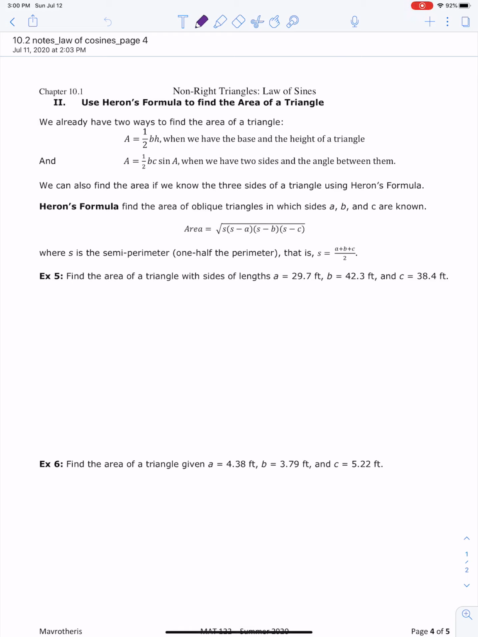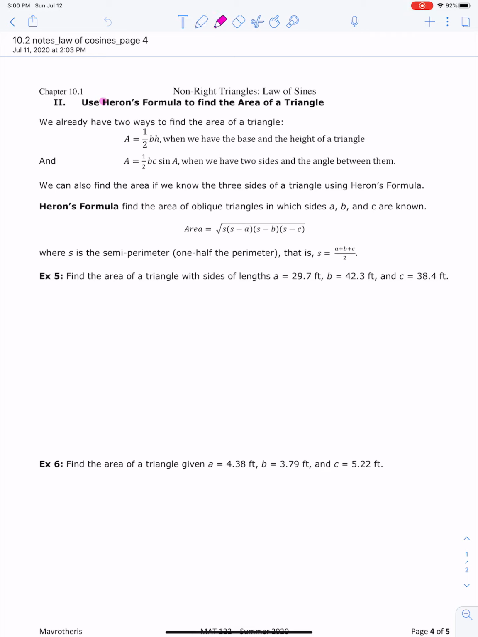10.2 notes, law of cosines, page 4. So we're going to take a little break from using cosine and law of cosines. I know that we only did 3 examples. Please reach out if you feel like you need more. We are going to talk about Heron's formula to find the area of a triangle.